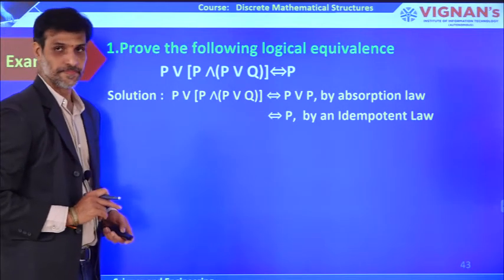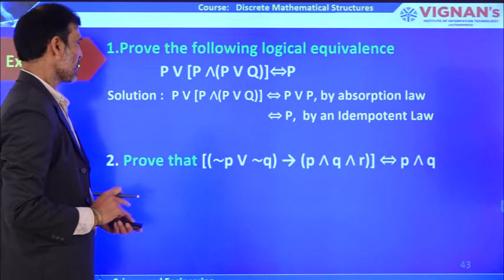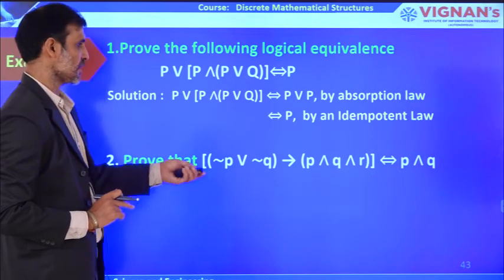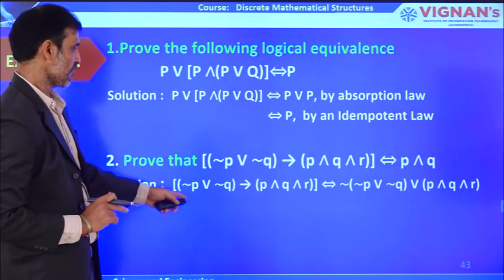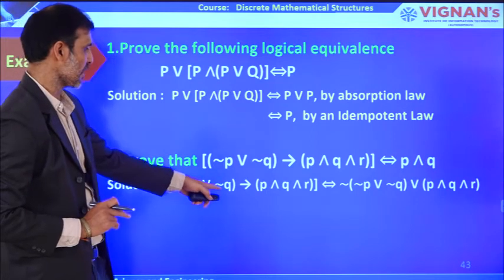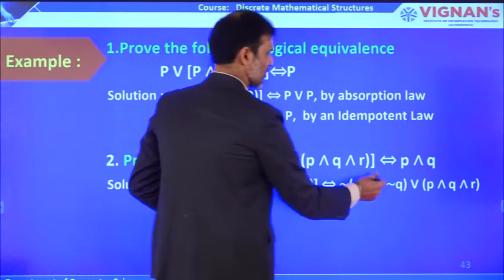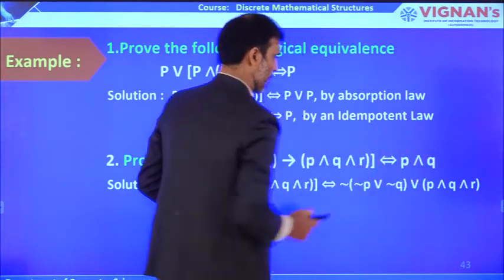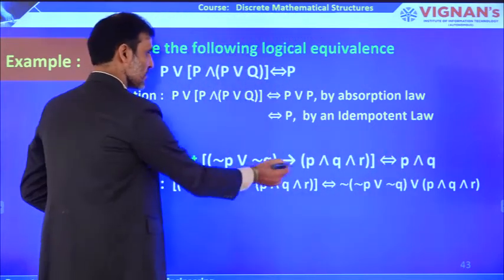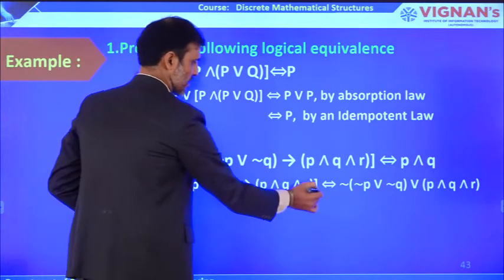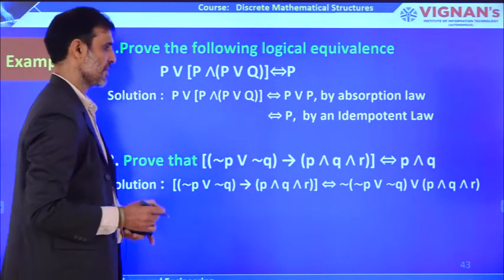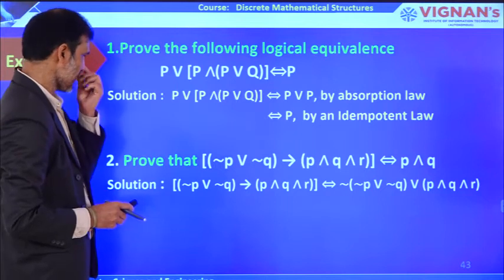So that is what. Next, prove that negation P or negation Q implies P and Q and R is logically equivalent to P and Q. This is also very simple to prove. So to do that, first you have to take the left compound sentence, whatever is given. This is the given compound sentence, and this compound sentence can be written.